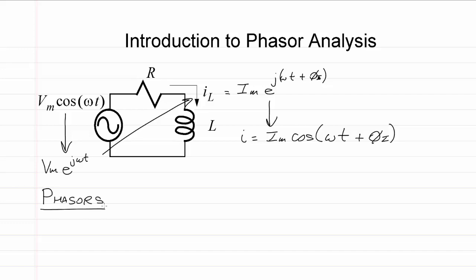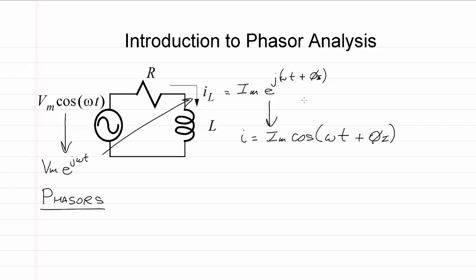Recall that any sinusoidal voltage shown here or current shown here, where the frequency is known, is completely defined by its magnitude and its phase. Similarly, when we express it as a complex variable, as shown by the voltage here or the current here, if we know the frequency, then again the magnitude and the phase completely define the function.